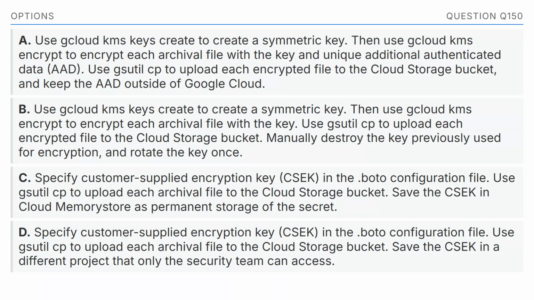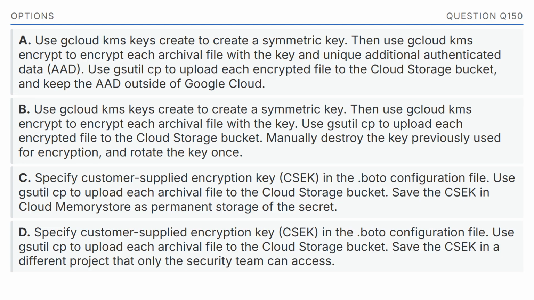The options are: Option A, use Cloud KMS keys to create a symmetric key. Then use Cloud KMS Encrypt to encrypt each archival file with the key and unique additional authenticated data, AAD. Use gsutil cp to upload each encrypted file to the Cloud Storage bucket, and keep the AAD outside of Google Cloud. Option B, use Cloud KMS keys to create a symmetric key. Then use Cloud KMS Encrypt to encrypt each archival file with the key. Use gsutil cp to upload each encrypted file to the Cloud Storage bucket. Manually destroy the key previously used for encryption, and rotate the key once.